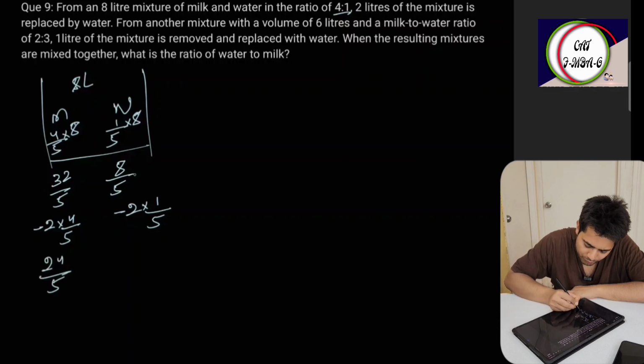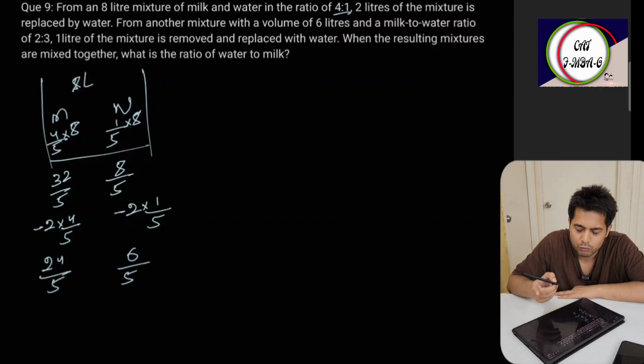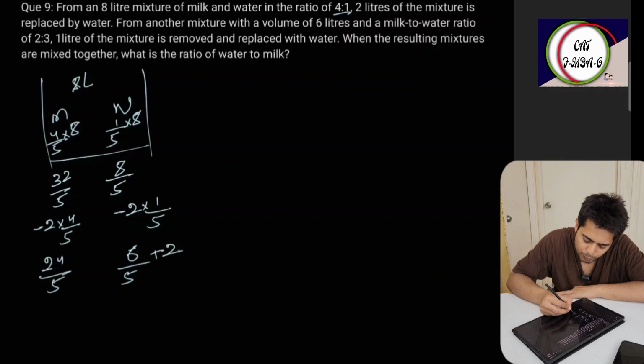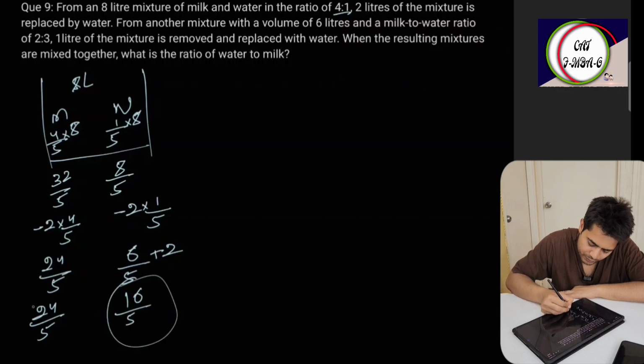So this is 24 by 5. 8 by 5 minus 2 by 5, so this is 6 by 5. And 2 liters of mixture is replaced by water. So plus 2 is here. So milk is 24 by 5 and water is 6 by 5 plus 10 by 5, which is 16 by 5. This is milk, this is water.